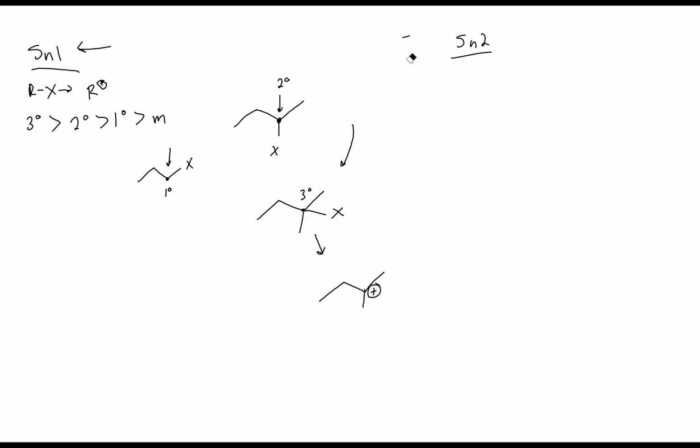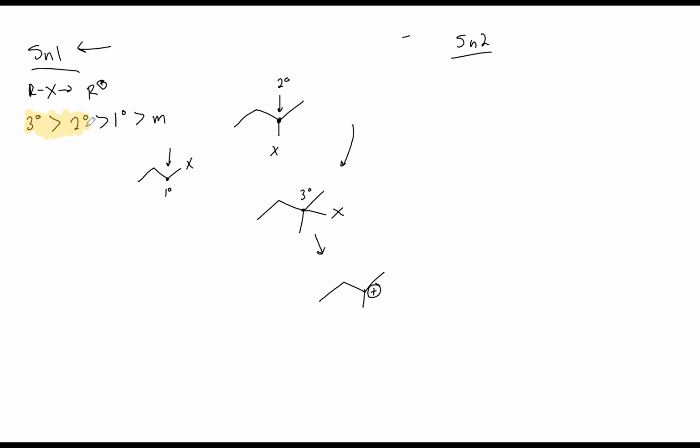So Sn1 will generally react with secondary and tertiary carbocations. Exactly. Sn1 really likes tertiary and secondary. They don't like the primary and methyls as much. Technically, if you do something crazy to it, it can do primary and methyl, but we won't see that in this class.